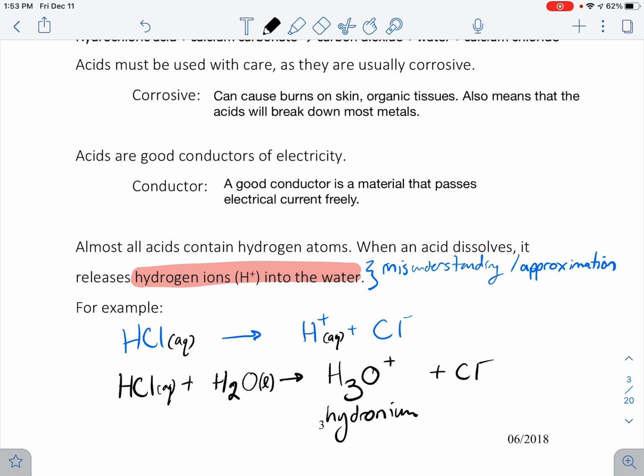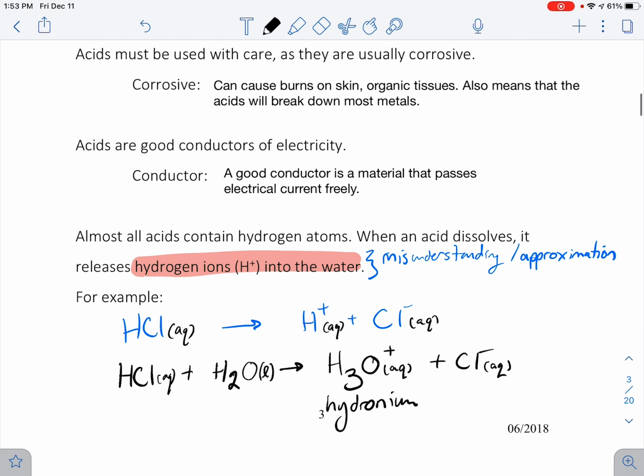But if you ever want to think about what's actually happening in the water, like if you could shrink down to the size, you wouldn't be able to find these by themselves. They're not really out there by themselves. They are always paired up with a water molecule. And this hydronium is something that we do have in nature and something we can find and we can isolate. But we can't actually find the hydrogen ions by themselves in water.